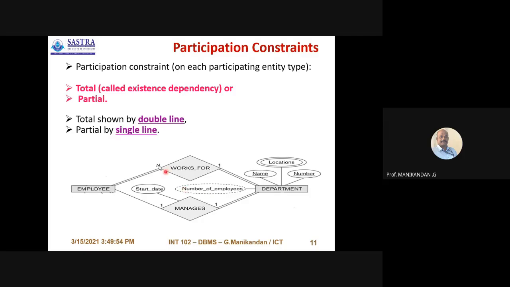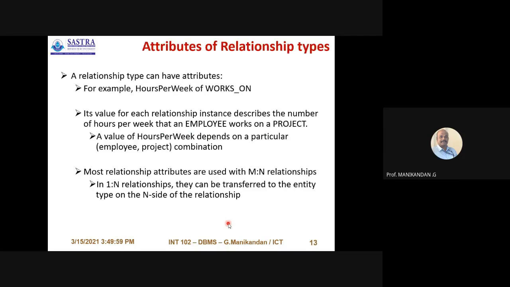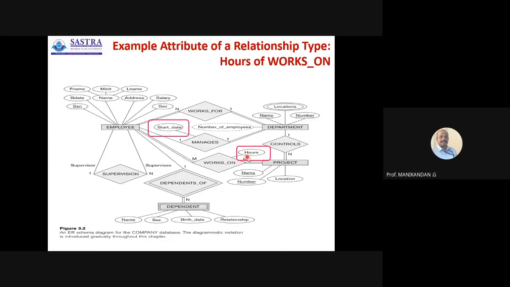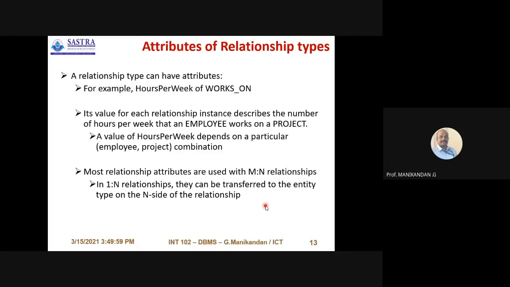So now in this case, suppose here it is 1:n, and here 1. In this case, you can keep the start date as part of this employee or department. Whereas here, works on, this hour always moves to the n side of the relationship type. So that is the last point.